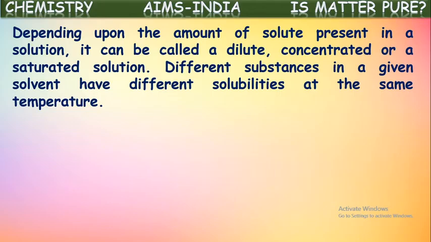One might dissolve in more quantity to form a saturated solution, but some others may dissolve only a very small quantity. So we can say the solubility of different solutes varies from one to another in a particular solvent. Different substances in a given solvent have different solubilities. One may have more, one may have less at the given temperature.